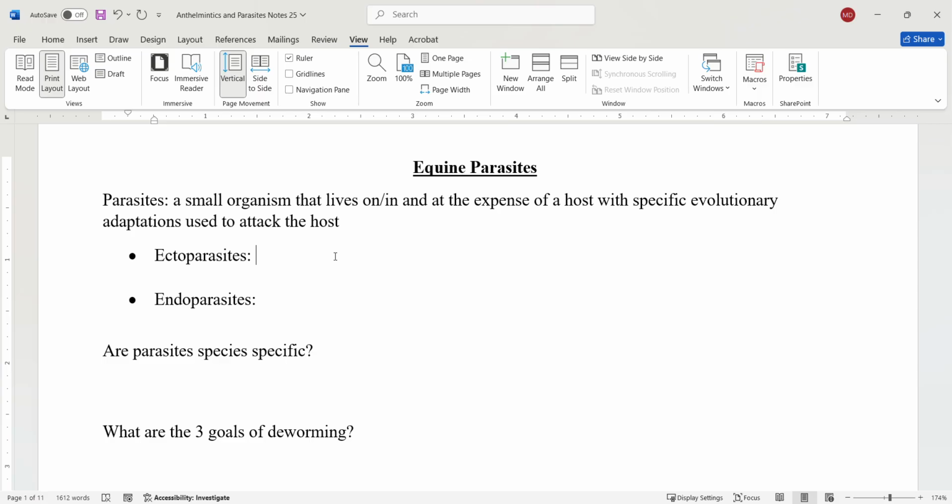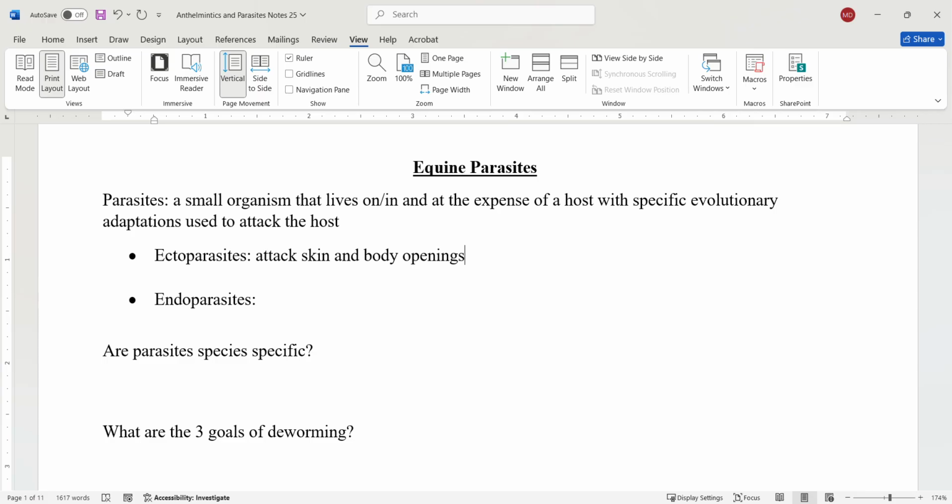But ectoparasites is referring to the parasites that are outside of the body. So these are going to attack the skin and body openings. And we're going to consider them lice, ticks, flies, mosquitoes, often exhibiting this persistent feeding on the muzzle, the eyes, open wounds, consuming blood from the horse.